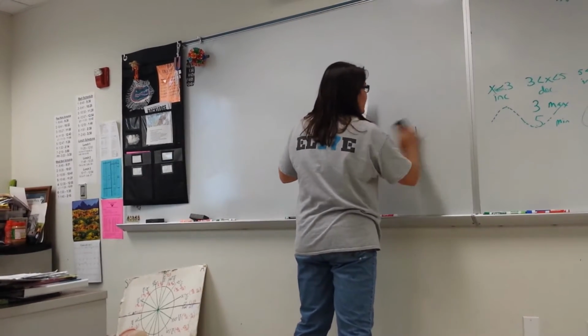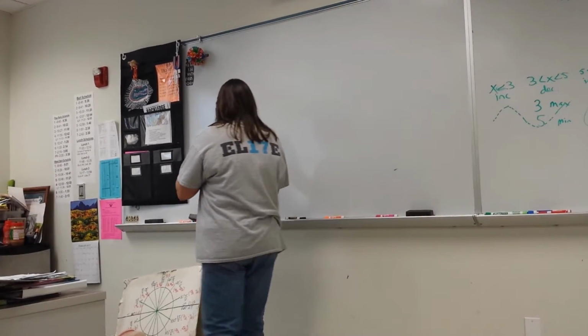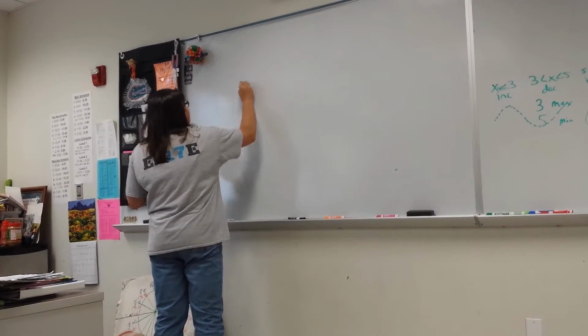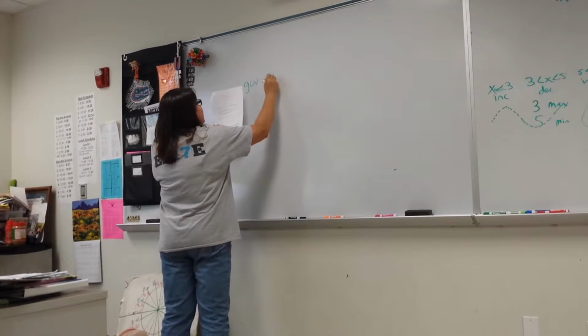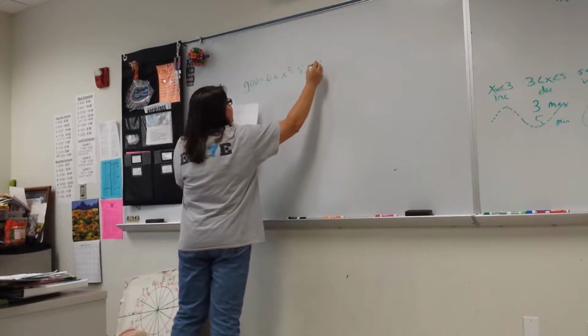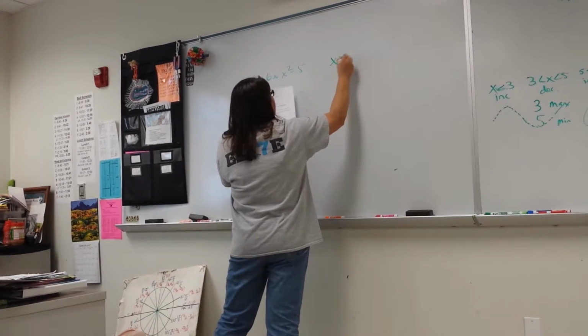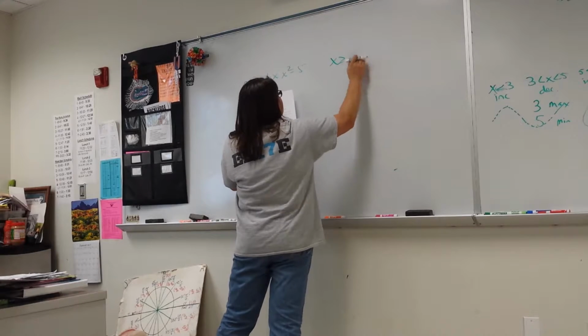Okay, so let's go ahead to the next one and see. It says the function g of x is given by 6x minus x squared minus 5 for x greater than or equal to k.